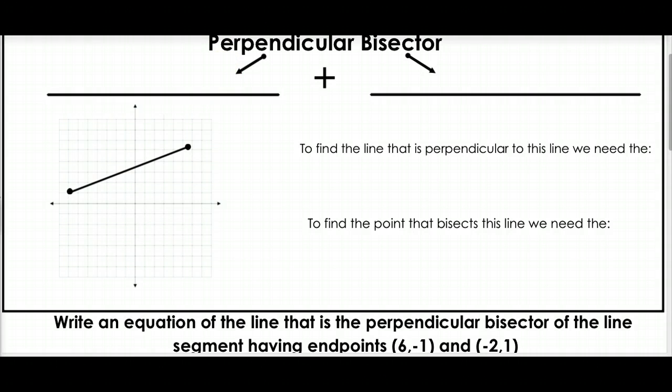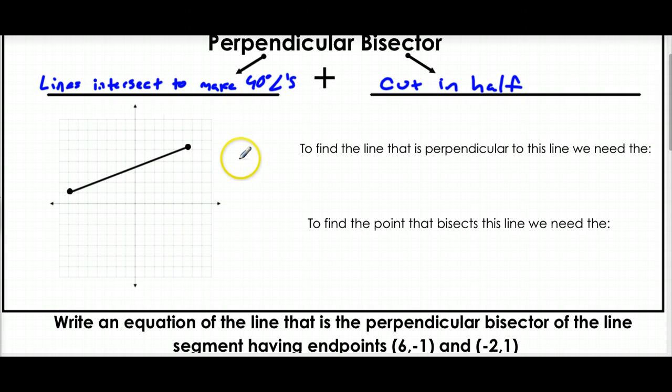Well, let's remember what this word means. Perpendicular is when lines intersect to make 90-degree angles. In a bisector, remember, that means to cut in half. That's something that cuts another thing in half. So a perpendicular bisector is a line that intersects to make 90-degree angles, and it cuts the line in half, doing both.